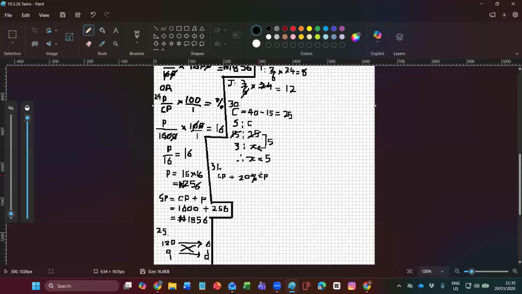I know we're looking for the cost price. Don't worry, just follow me. You'll see, we'll get to the answer. It's equal to 12 naira. Let me write it the way it is. It's equal to the selling price.